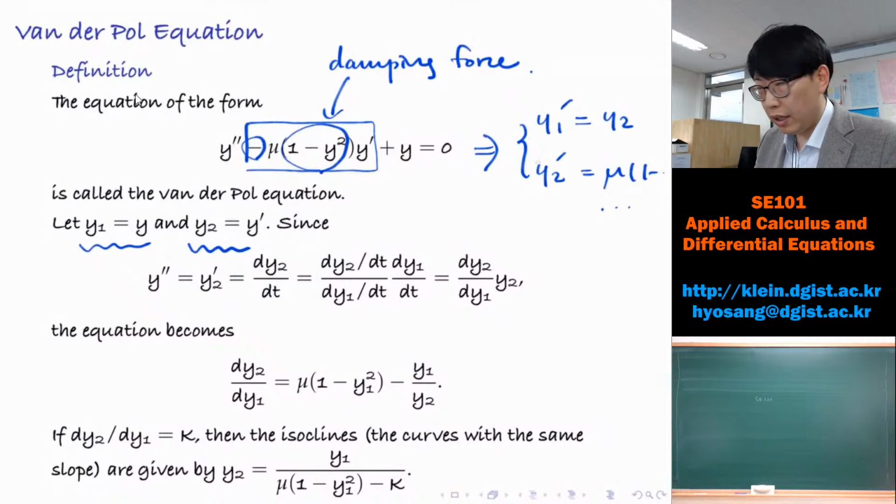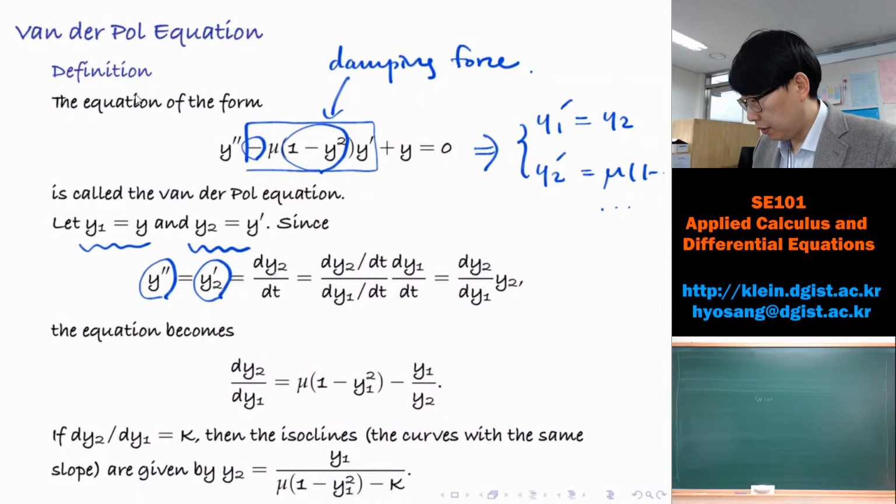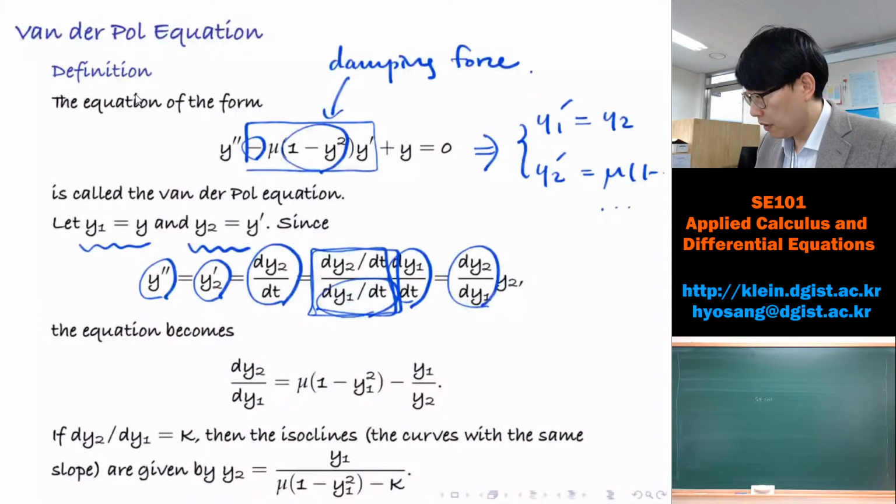So these are the system of first order differential equations, and you can rewrite your y double prime, which is y2 prime, in terms of y1 and y2, because now this y2 prime is dy2/dt, and this can be written as dy1/dt multiplied on the numerator and denominator. And if you look at this part, this is nothing but the derivative dy2/dy1. And the last part, this factor, is y2.